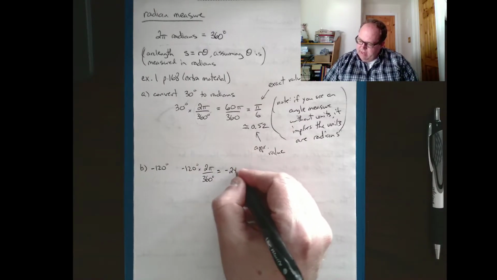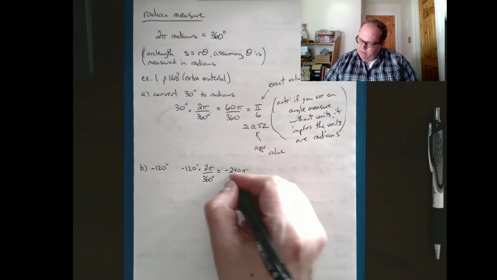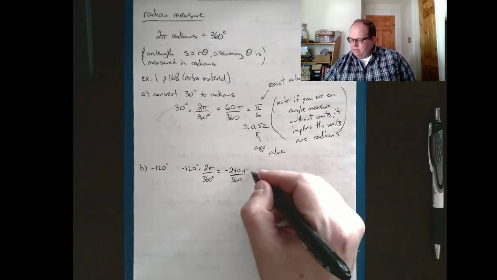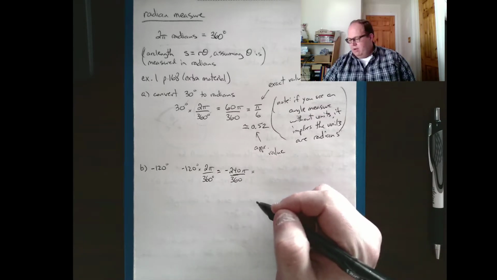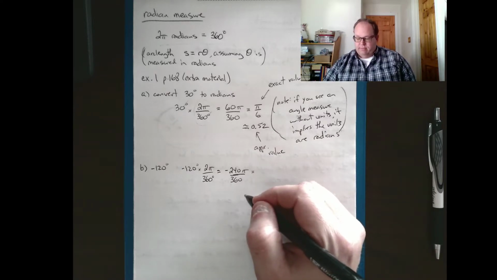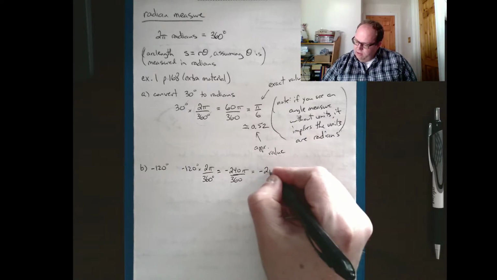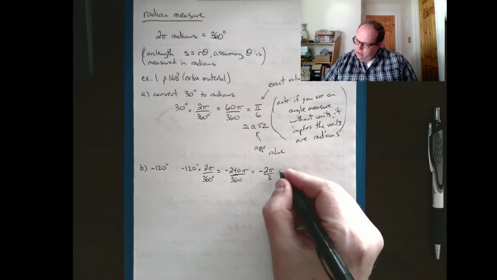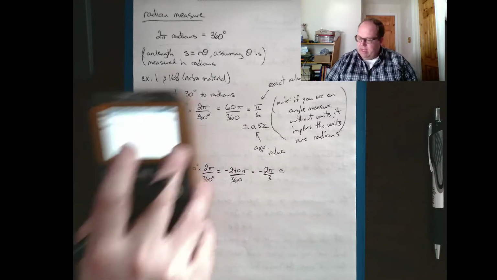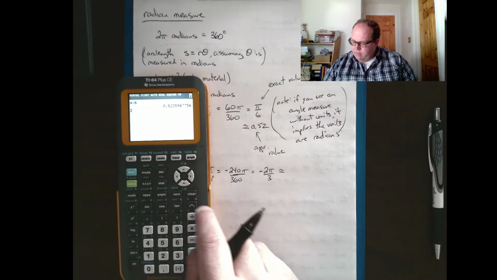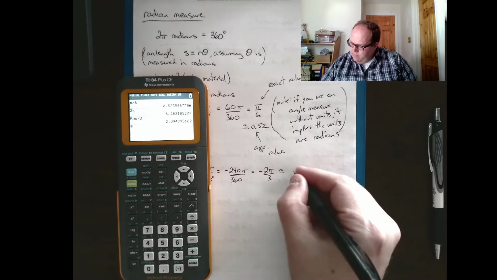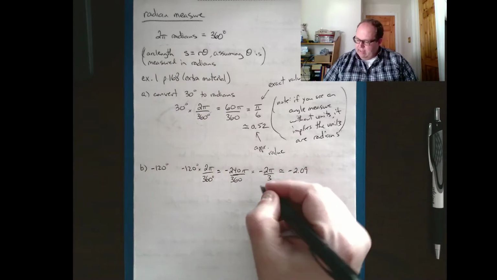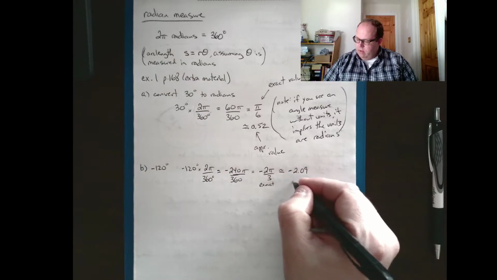Multiplying across, I'd get negative 240 pi over 360. I could cancel out the degrees. And the fraction in front, 240 to 360, reduces to 2 to 3. So this would be the same as negative 2 pi over 3, which would be approximately equal to, my handy dandy calculator, negative 2.09. Again, exact value and approximate value.